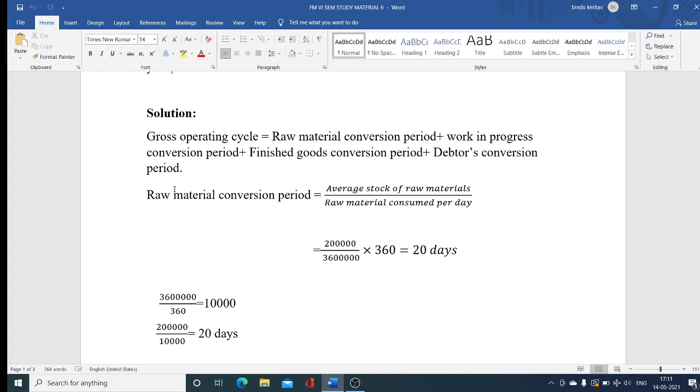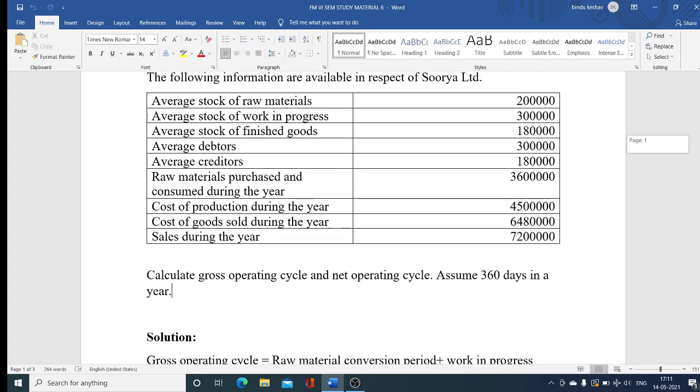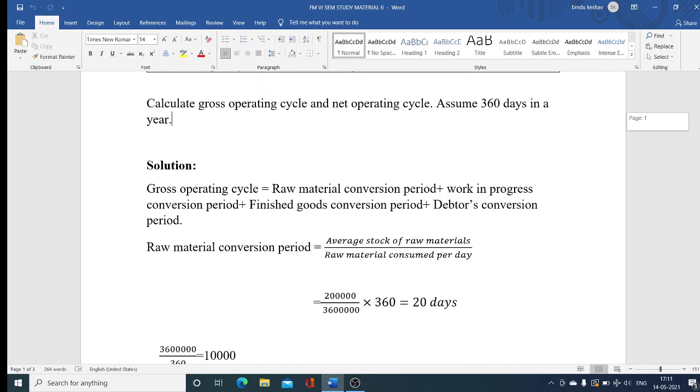Now we'll see how we find out the raw material conversion period. Raw material conversion period is equal to average stock of raw materials divided by the raw materials consumed per day. Now when you look at the question, we have information about the average stock of raw materials, and we also have the information about the raw materials purchased and consumed during the year. So we have this information pertaining to the year. Now we have to find out the raw material consumed per day.